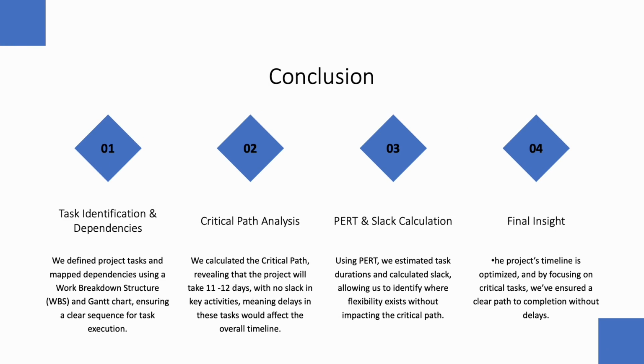So in conclusion, we identified the key tasks, mapped dependencies, and created a structured project timeline. The critical path was calculated, showing the project will take about 11 to 12 days, and the PERT analysis helped estimate task durations and calculate slack for non-critical tasks. And by focusing on the critical path, we ensured an optimized timeline for the project completion.